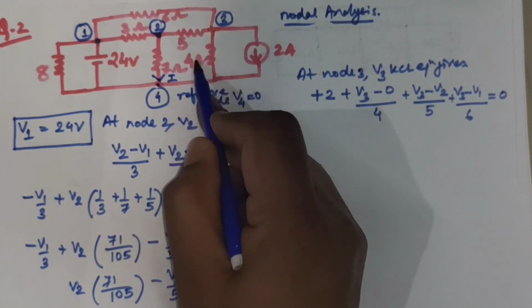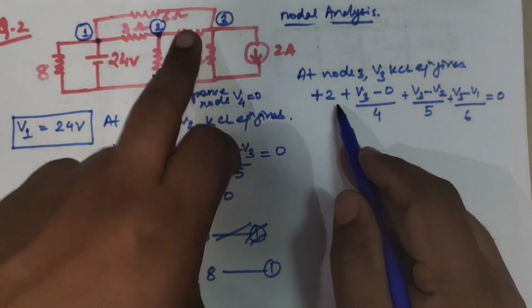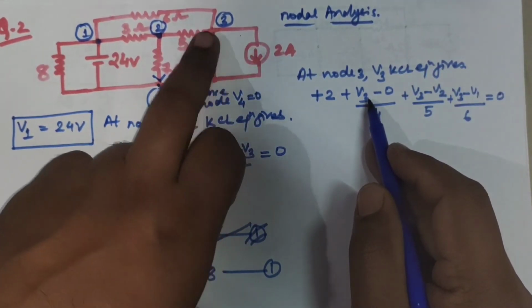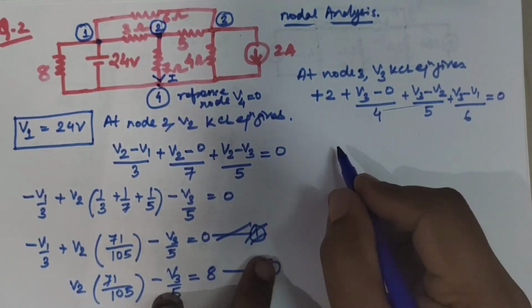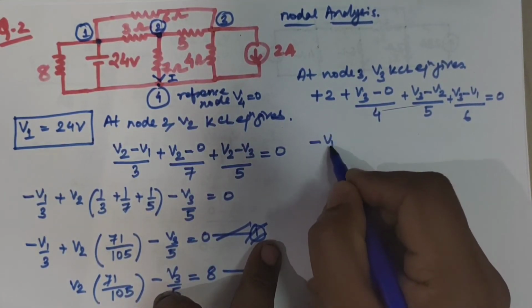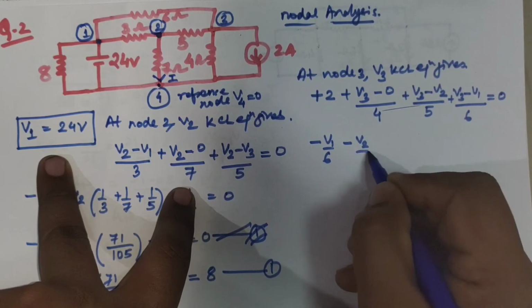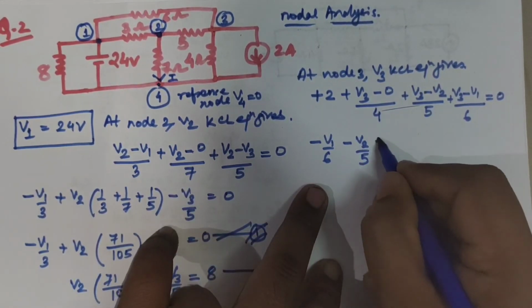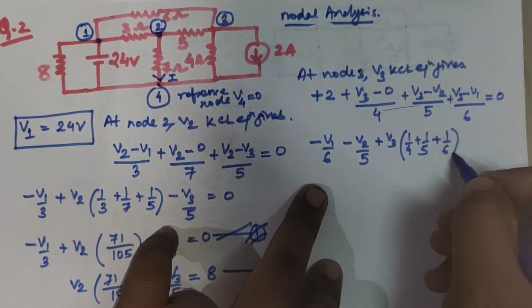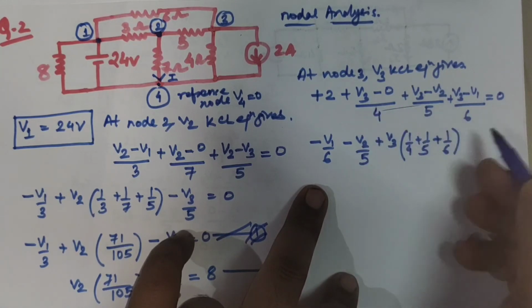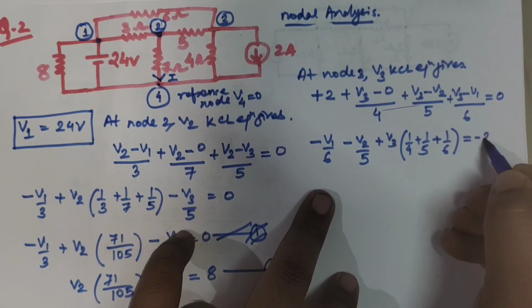So 1, 2, 3, 4 branches are connected. So plus 2, V3 minus 0 by 4, V3 minus V2 by 5, V3 minus V1 by 6. After simplification, we will get minus of V1 by 6, minus of V2 by 5, and V3 times 1 by 4, 1 by 5, 1 by 6, and plus 2 is shifted to the right hand side.